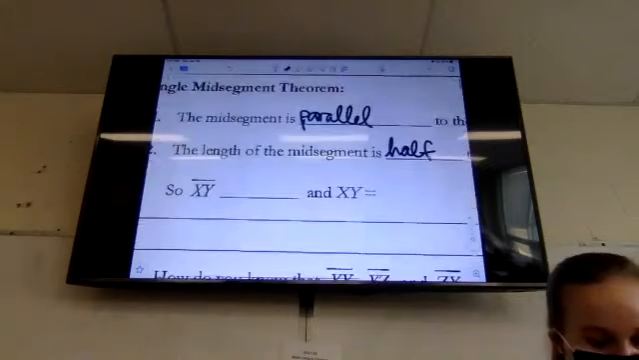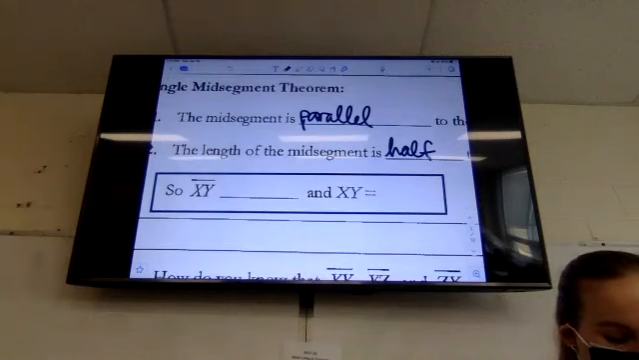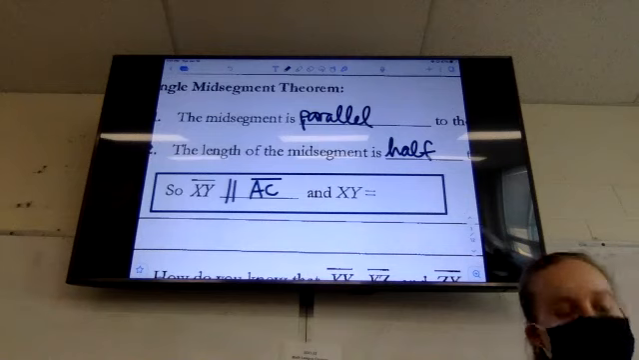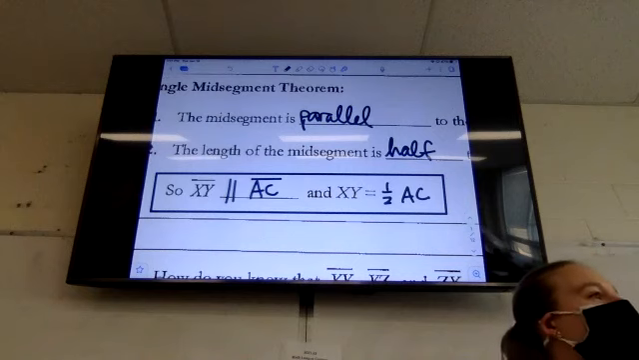So this is kind of like my SparkNotes version of what's going on. XY is parallel to AC. So the midsegment is parallel to the third side. And the midsegment is equal to half of the third side. XY equals 1/2 of AC.